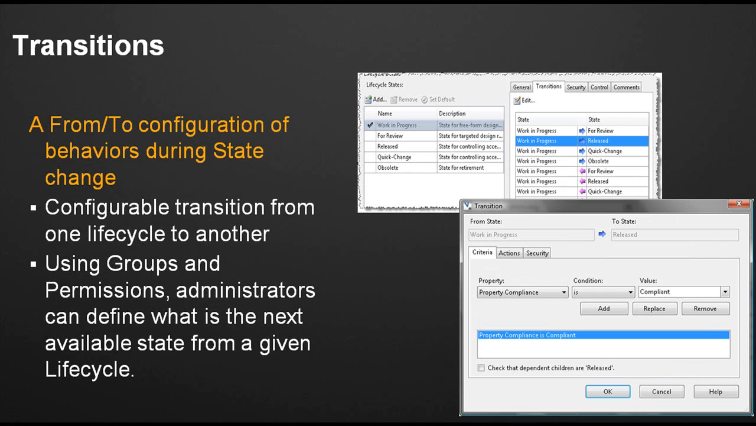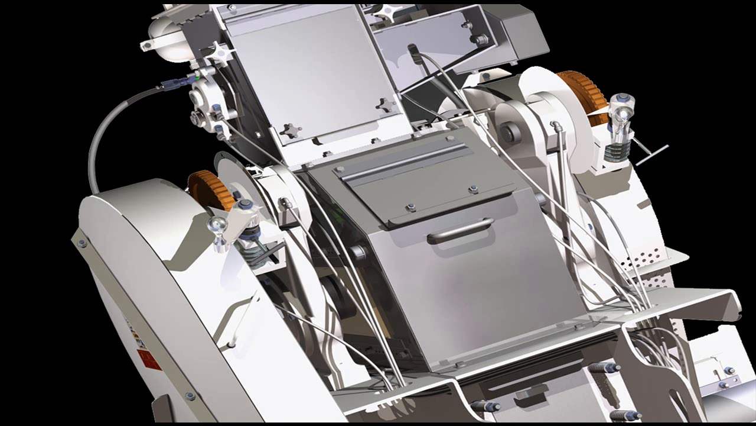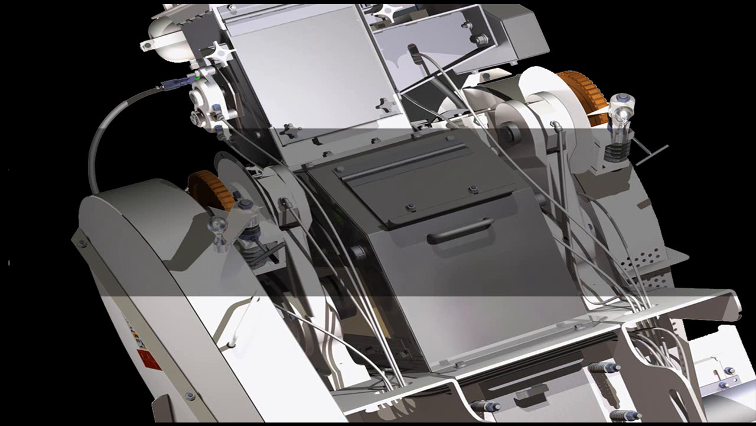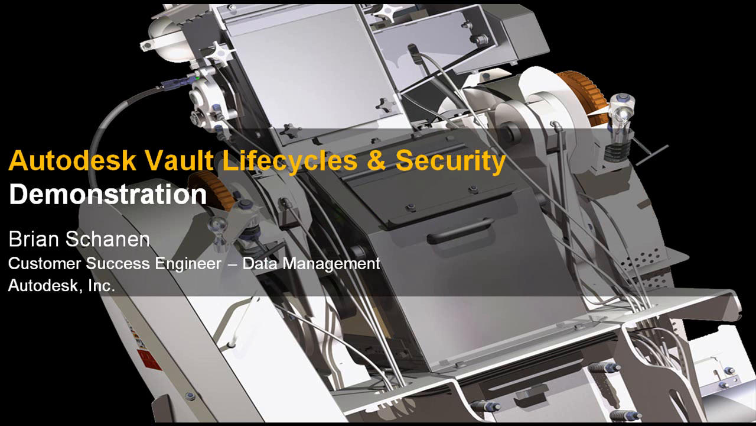And within each one of these lifecycle definitions is the concept of a transition. A transition captures the configurations, criteria, action, and security from one lifecycle state to another lifecycle state and helps to reinforce company standards, for instance, making sure that properties are compliant, making sure the revision is automatically bumped, and so on. So let's take a look at an example of lifecycles and security on files inside of Autodesk Vault Workgroup.